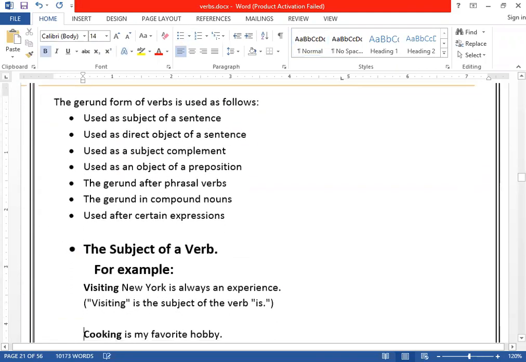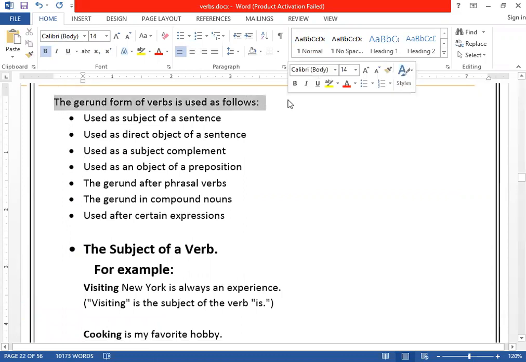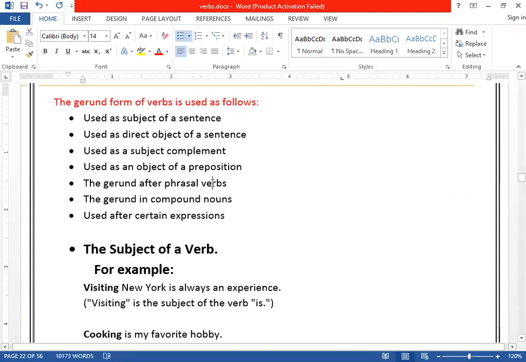Now, the gerund form of a verb is used as follows. What are the places where we can use gerund? What are the positions where we can use it? We can use gerund. Number one, gerund is used as a subject of a sentence.